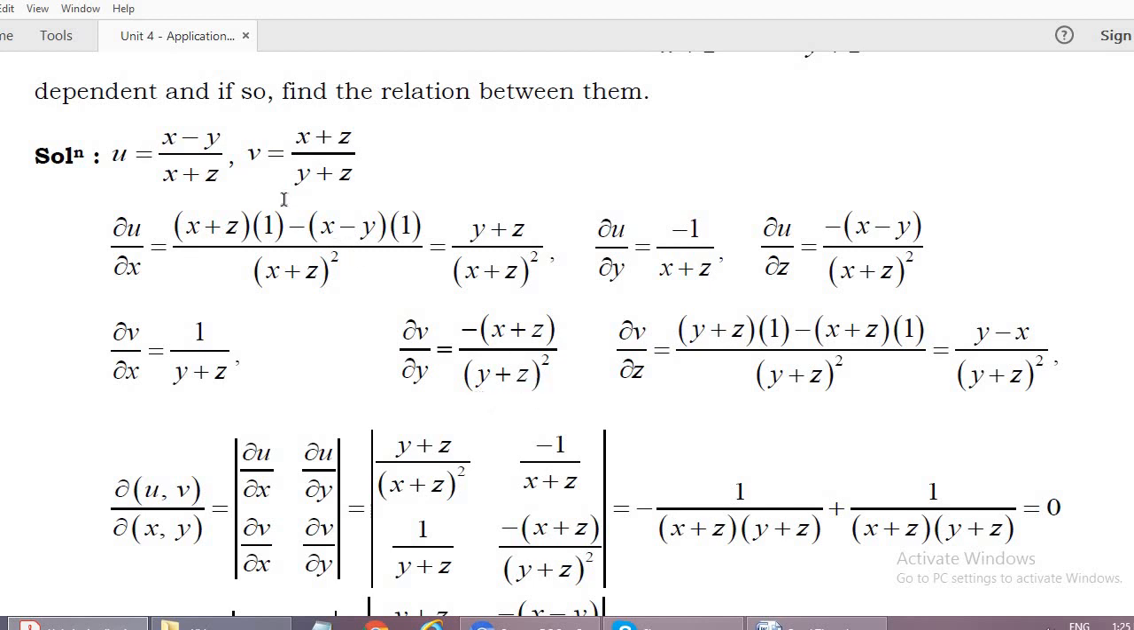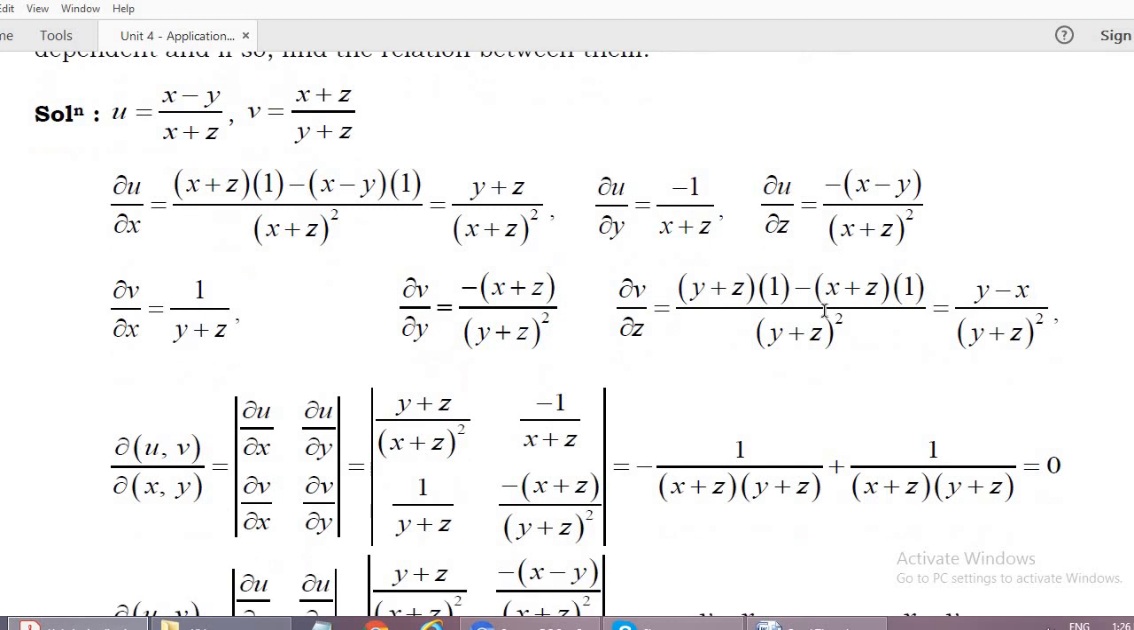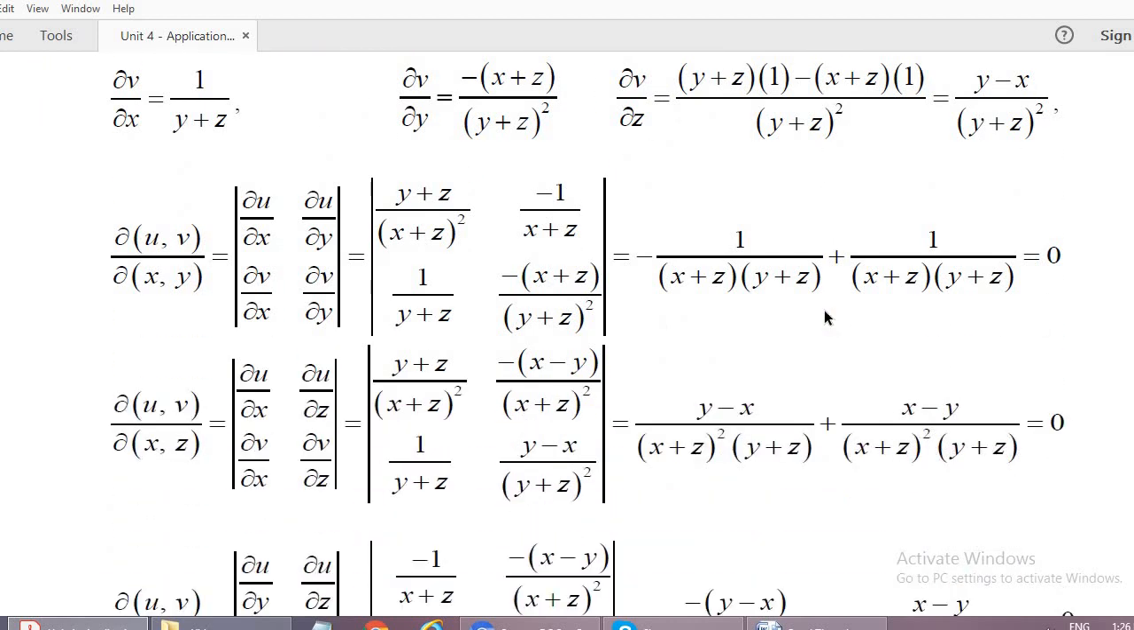And finally the derivative of v partially with respect to z. z is in both numerator and denominator, so again quotient rule, 1 upon y plus z to the power 2, multiplied by y plus z into the derivative of x plus z partially with respect to z, that is 1, minus x plus z into the derivative of y plus z partially with respect to z, and that is equal to 1. So y plus z minus x minus z, z cancels, and that is y minus x upon y plus z to the power 2. So we have done all the hard work. Now we'll be finding the Jacobians one after another.